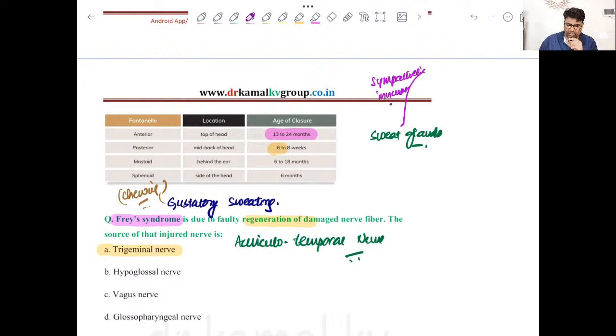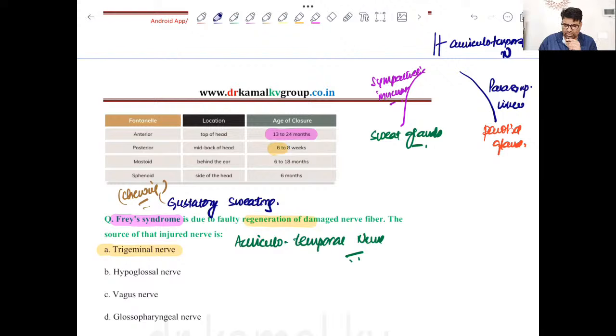And the parotid gland, it is having parasympathetic innervation. So this is parasympathetic innervation, and of course coming through the auriculotemporal nerve. So what happens, suppose if there is injury somewhere here, right?